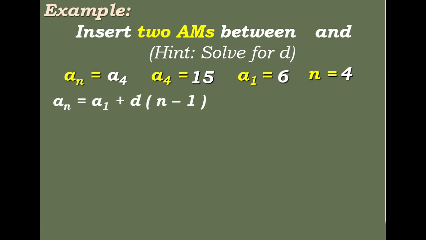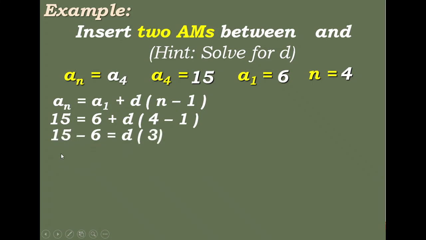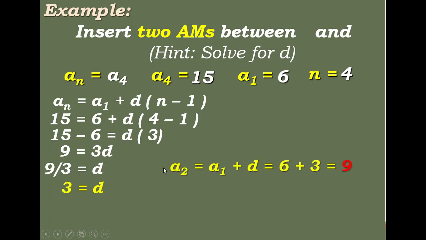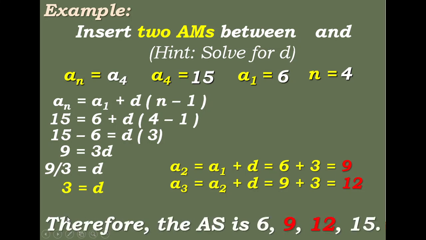We can solve d using the formula a sub n equals a sub 1 plus d times quantity n minus 1. Thus, 15 equals 6 plus d times quantity 4 minus 1. 15 minus 6 equals d times 3. 9 equals 3d. 9 divided by 3 equals d. And 3 equals d. Hence, a sub 2 equals a sub 1 plus d equals 6 plus 3 equals 9. A sub 3 equals a sub 2 plus d equals 9 plus 3 equals 12. Therefore, the two arithmetic means between 6 and 15 are 9 and 12.